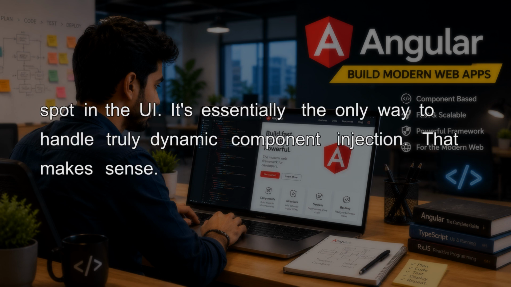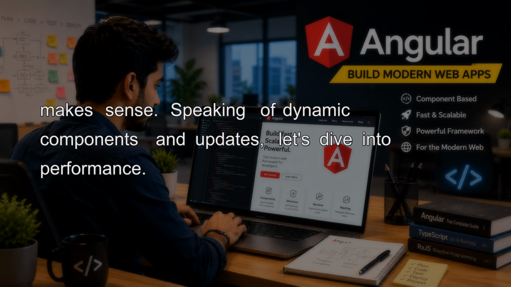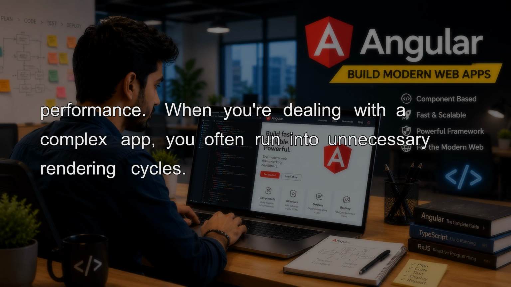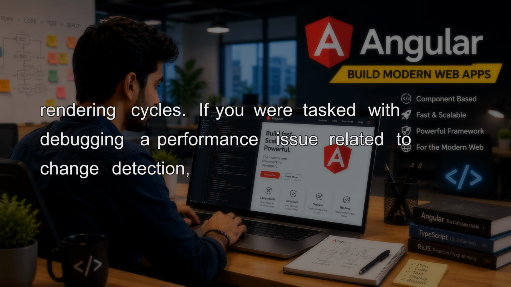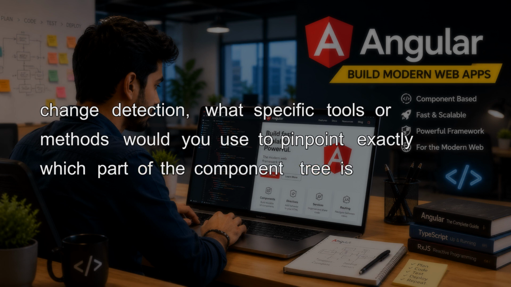That makes sense. Speaking of dynamic components and updates, let's dive into performance. When you're dealing with a complex app, you often run into unnecessary rendering cycles. If you were tasked with debugging a performance issue related to change detection, what specific tools or methods would you use to pinpoint exactly which part of the component tree is causing the lag?